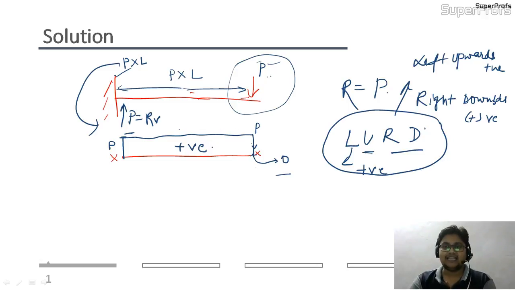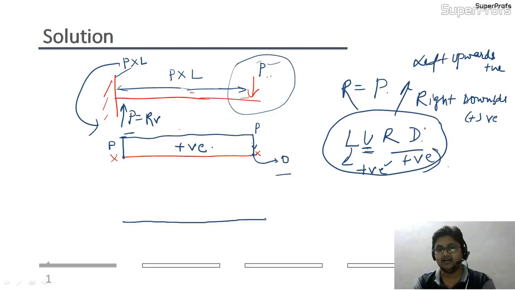So the trick was that on the left hand side, if the force is upward, I will be starting with positive. On the right hand side, if it is downward, then also it will be positive only. So I will just try to draw this diagram from the right hand side. Suppose I have a reference taken here. Again, this P force is in the downward direction, and on the right hand side downward is positive only. So I will take it as positive here.